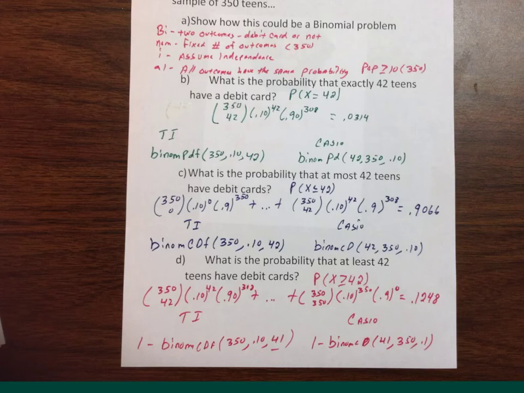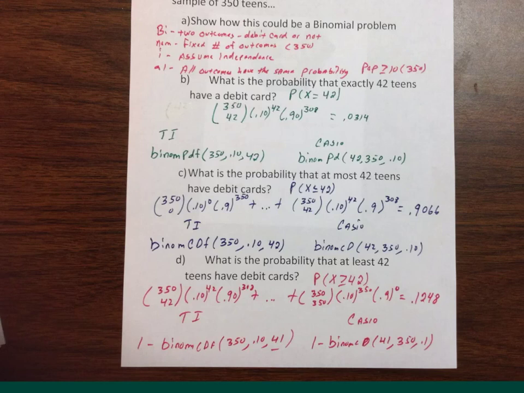What is the probability that exactly 42 teens have a debit card? We want the probability that x is equal to 42. See the calculator steps below. Notice, though, you must also have the work. 350 over 42 times 0.1 raised to the 42nd times 0.9 raised to the 308. That would be 0.0314.